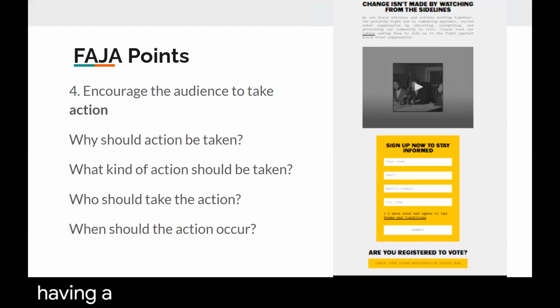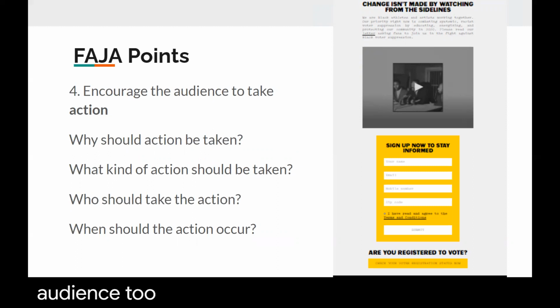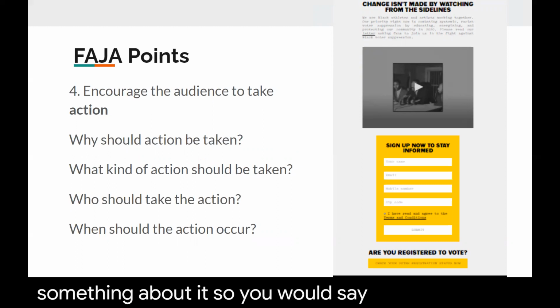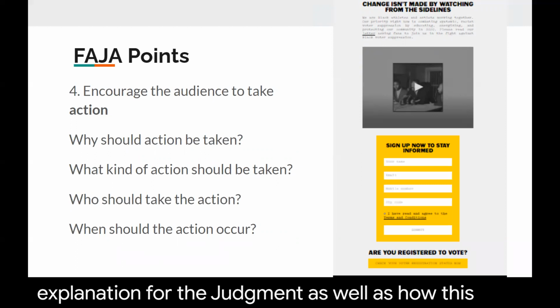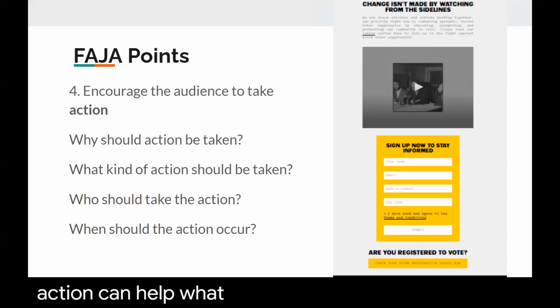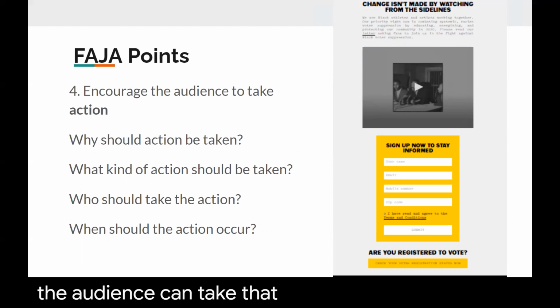Instead of just having an opinion on something, you're asking the audience to actually act upon that opinion and do something about it. So you would say, why should the action be taken? You're going to provide explanation for the judgment as well as how this action can help. What kinds of actions should be taken? You should provide some very specific ways that the audience can take that action.